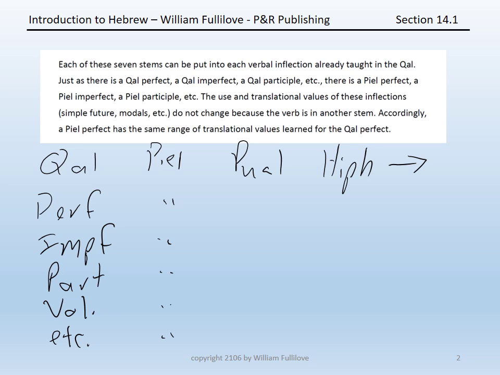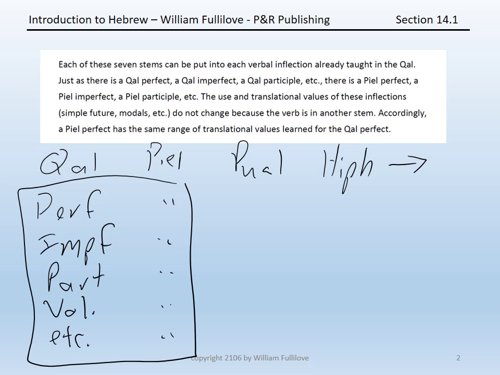So as you go through the next section of this grammar, where we learn the derived stems, we will be talking about how you can make each of the verbal inflections that you already know in the case of a Piel. The next chapter, we will talk about how each of those can be made in the case of a Pual. Chapter after that, etc., etc.